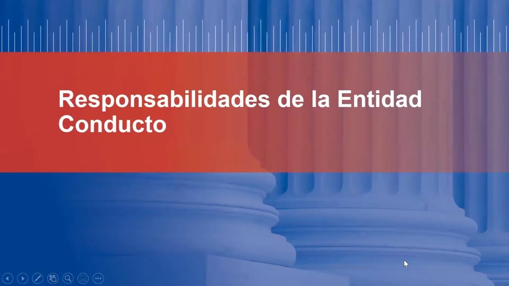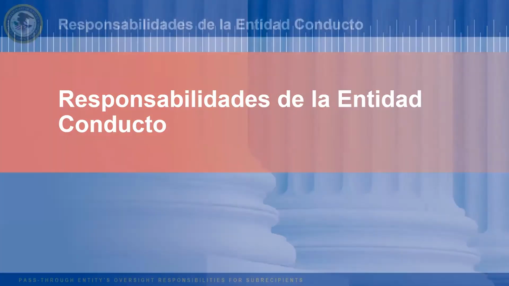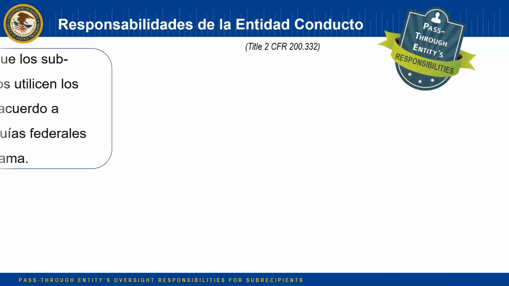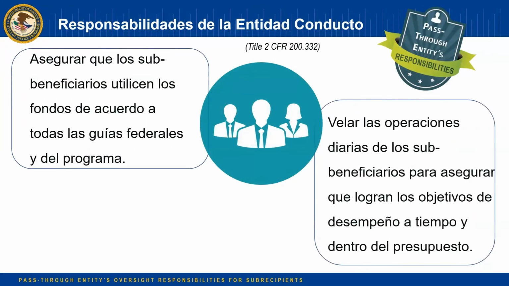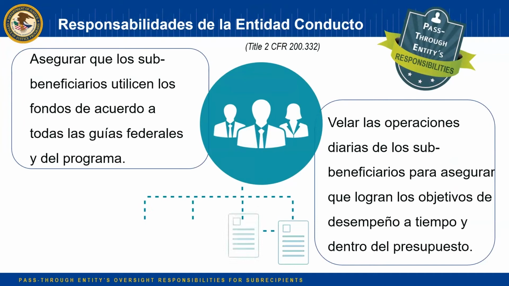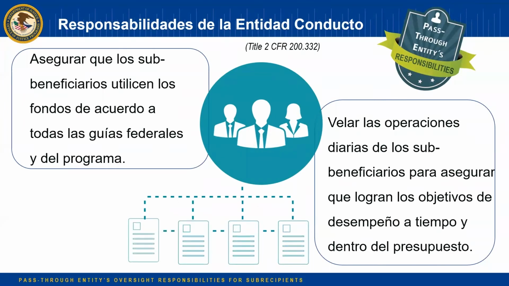Now, the pass-through entity's responsibility. Next slide. So when we're talking about a pass-through entity's responsibility, they're responsible for ensuring that the grant funds are used for the intended purposes and that the federal guidelines for that particular program are kept in place.